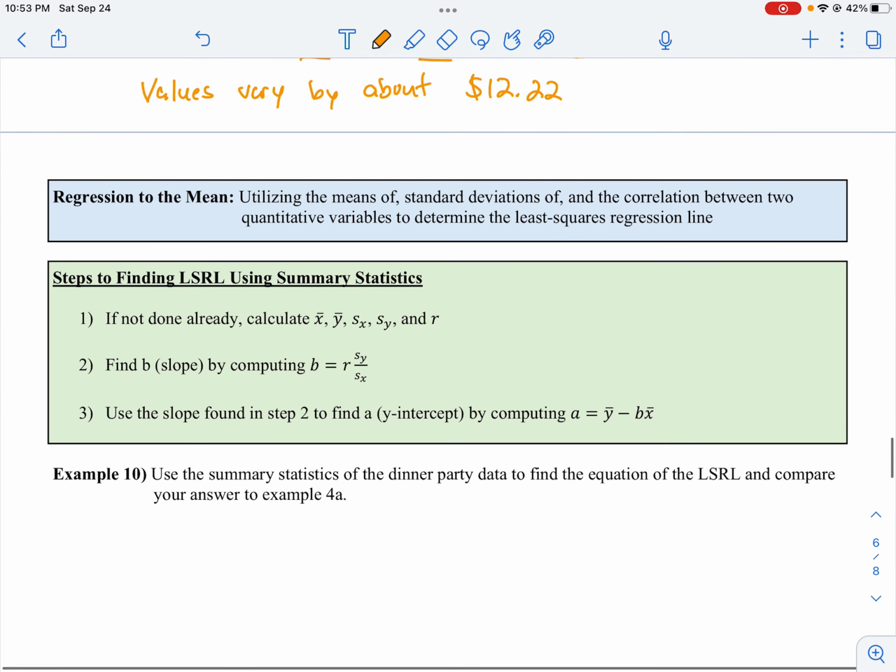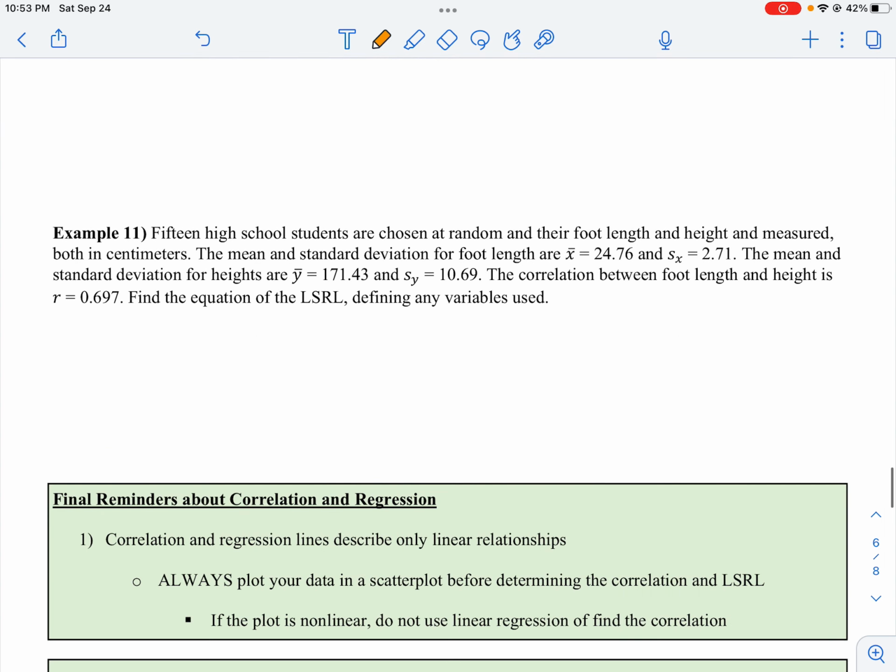So we're going to hold off on example 10 because example 10 just says use the dinner party information, but we already have the knowledge that if I know all of my individual data values, then I can just hit stat calc, go to option 8 for linear regression and get my least squares regression line. So let's look at an example where that's not an option.